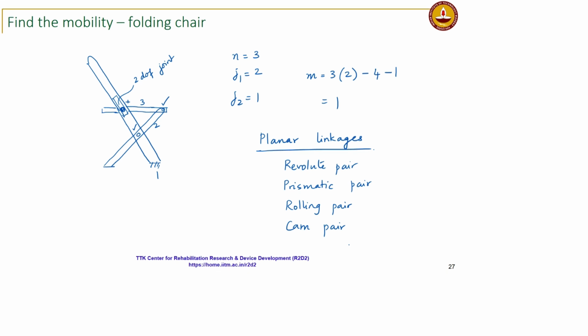Okay. So, now let us look at exceptions to the mobility criterion. So, as with any rule, there are exceptions. So, if you look at, say I construct a mechanism like this. Can you tell me what its mobility will be?